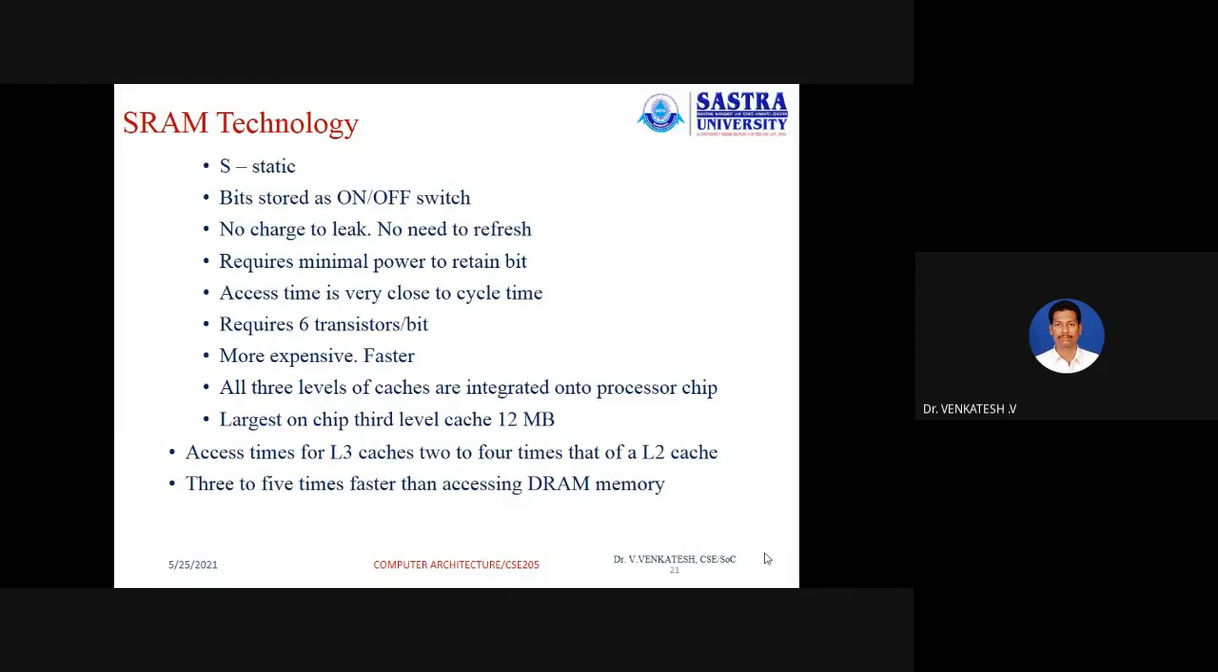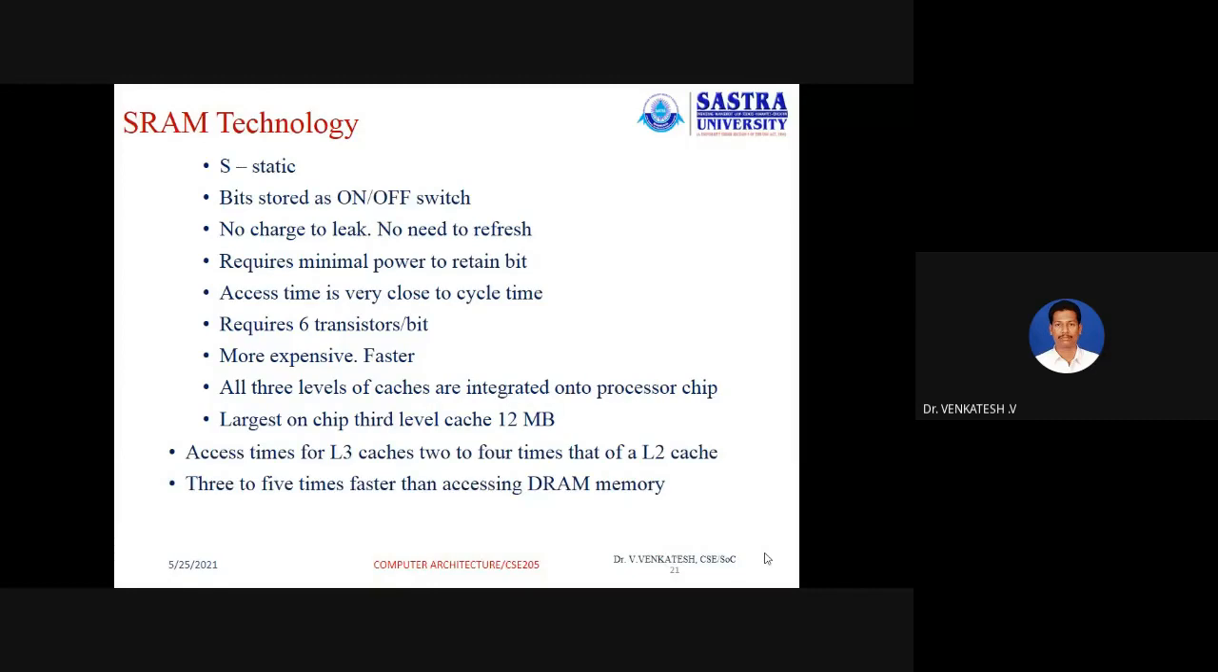Whenever we are talking about SRAM, the S stands for static. How am I going to store the data? There will be something called a switch, and that switch is going to be on or off. Don't think it is a switch like what we use in our phone. We have something called a transistor. We give a value to the transistor, and if the voltage exceeds the threshold level, it will be on or off.